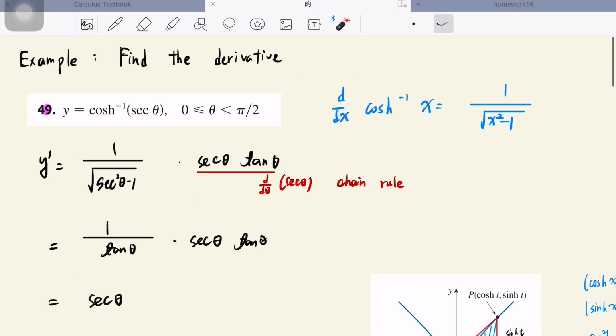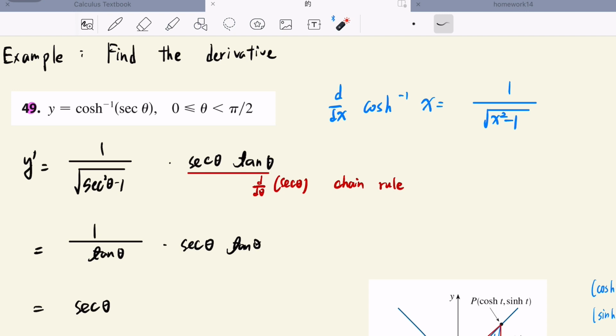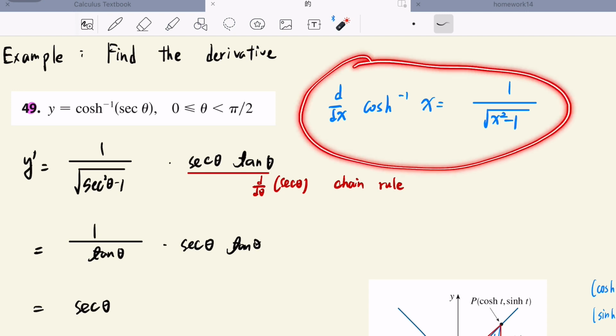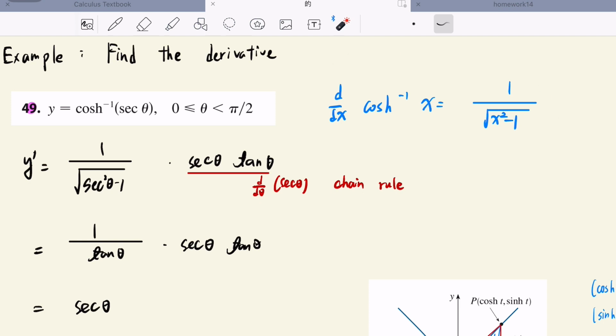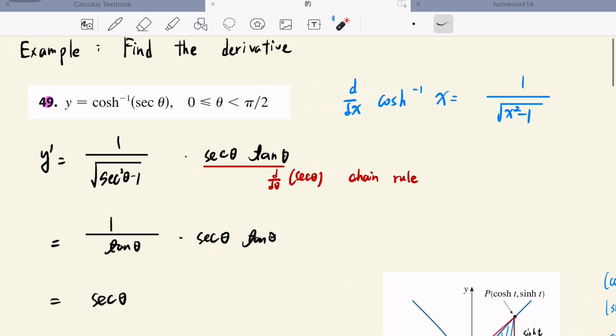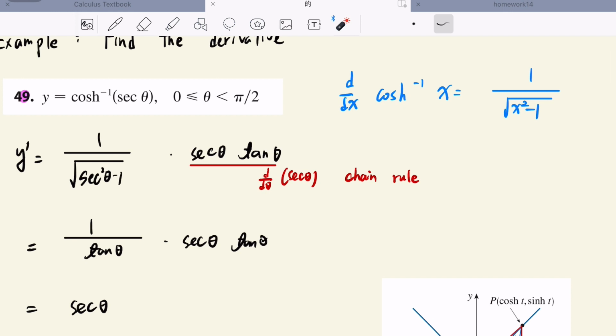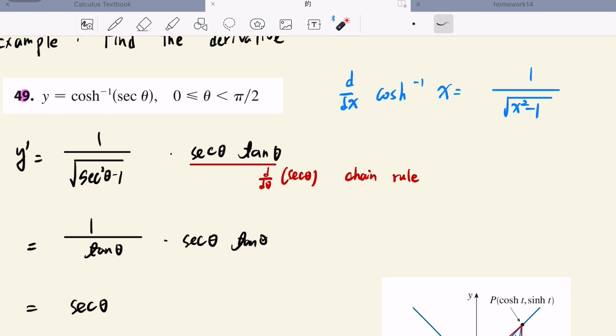Okay, so now we're going to show you some examples. First, we have to find the derivative of this function, and it's quite easy. Before we start, we can look up here. Here is a characteristic we mentioned before: the derivative of inverse hyperbolic cosine x is 1 over the square root of x squared minus 1. So by using this property, the derivative of y is 1 over the square root of sec squared minus 1. And don't forget that we have to use the chain rule. We have to have sec times tan at the back because of the chain rule.